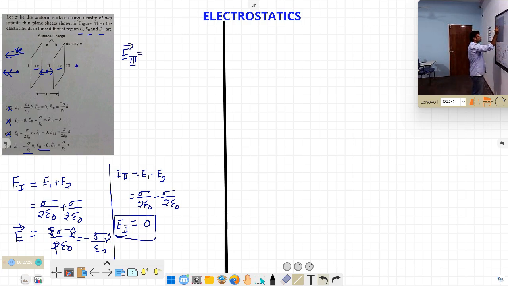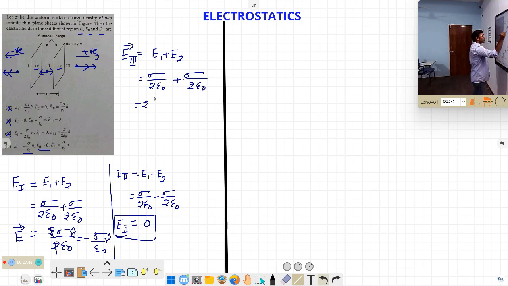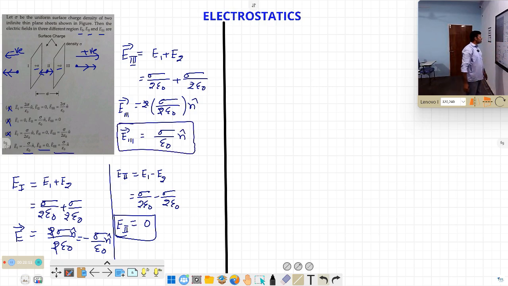In this case, both positive plates create electric field in the same direction. So here also it is E1 plus E2 only, but in the positive x direction. So you are going to get sigma by 2 epsilon naught plus sigma by 2 epsilon naught, that is equal to 2 times sigma by 2 epsilon naught. In terms of electric field as a vector quantity, I can write the third region with n cap. So the 2 gets cancelled. The electric field in the third region is equal to sigma by epsilon naught n cap. So the third option is also correct, that means the third point is also correct. So D is the correct answer for this question.